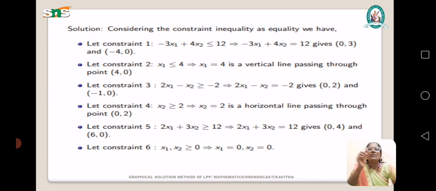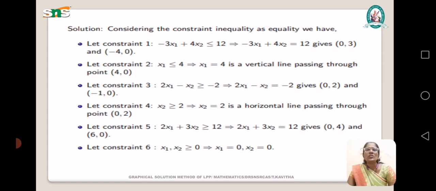Solution. Considering the inequalities as equalities. First constraint, minus 3x1 plus 4x2 less than or equal to 12. Let us consider the equation minus 3x1 plus 4x2 is equal to 12. The points are 0,3 and minus 4,0. The second constraint is x1 less than or equal to 4. Therefore x1 is equal to 4, which is a vertical line passing through the point 4,0. x1 value is not changeable, therefore we change x2 to 0, 1 like this. Therefore the vertical line is given by 4,0, 4,1, 4,2 like that.